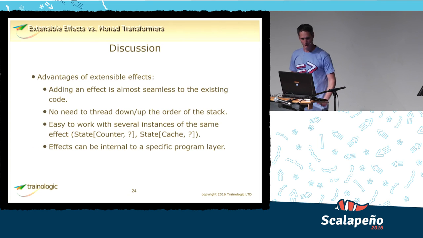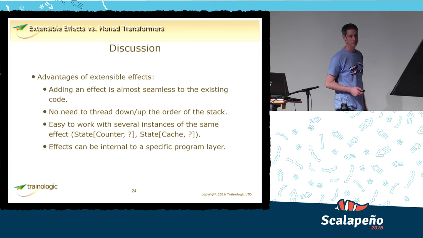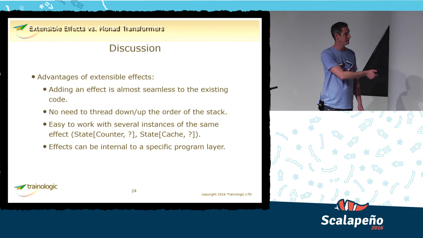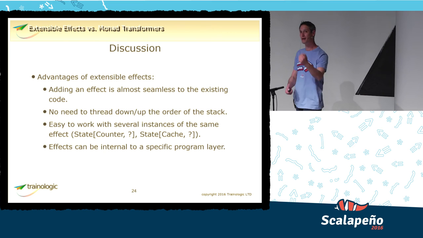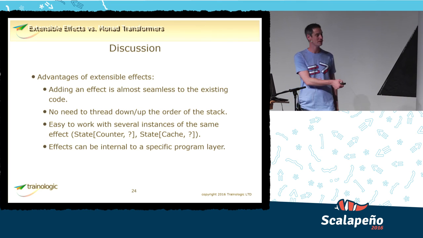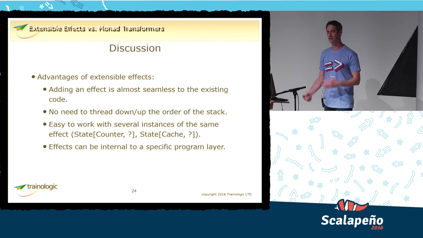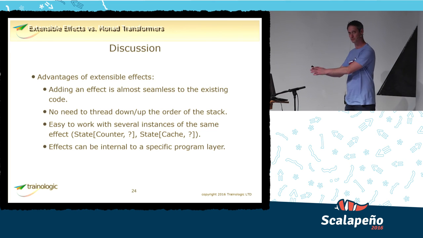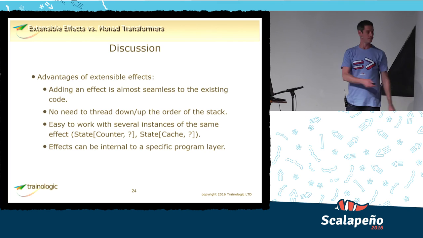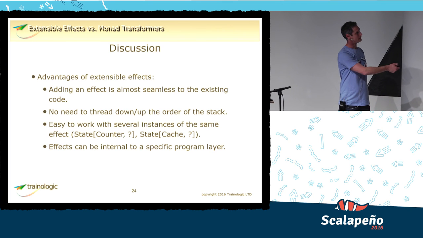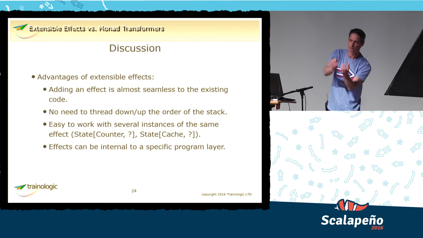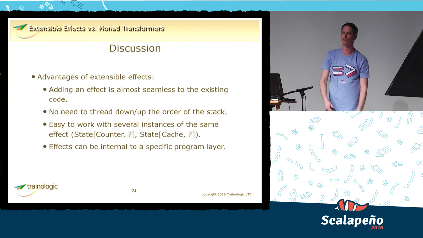And now, what's good about effect systems? Extensible effects. Adding an effect, this is important, this is the extensible part. Adding an effect is almost seamless to the existing code base. I can have layers working with different effects. I can introduce a new effect almost seamlessly. No need to work with the order, like monad transformers, to decompose, to propagate invocations inside.